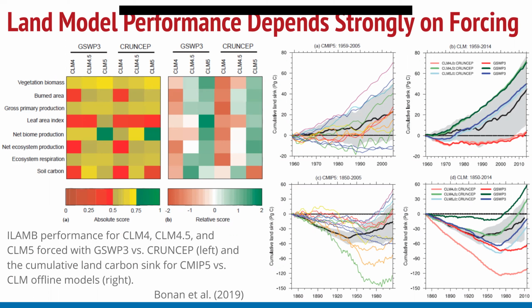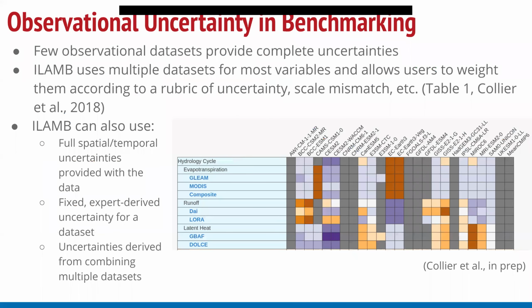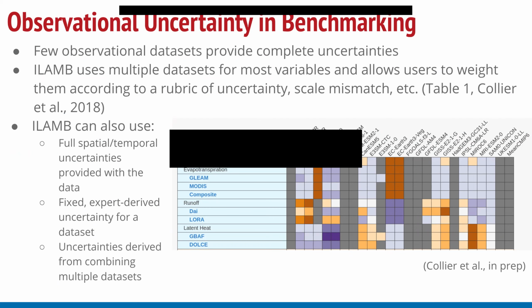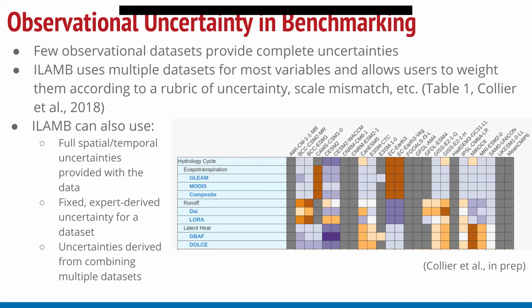It's also important to consider uncertainty in the observations themselves. So a few observational data sets actually provide completely characterized uncertainty. However, there are many ways to attack this problem. One is to come up with expert derived uncertainties, or we can derive uncertainties by combining multiple data sets and looking at the statistical properties of the resulting mean. ILAMB can use any of these methods for including uncertainty in its model data comparisons.